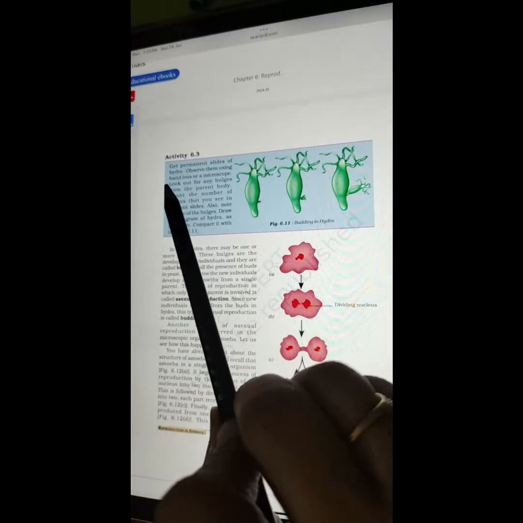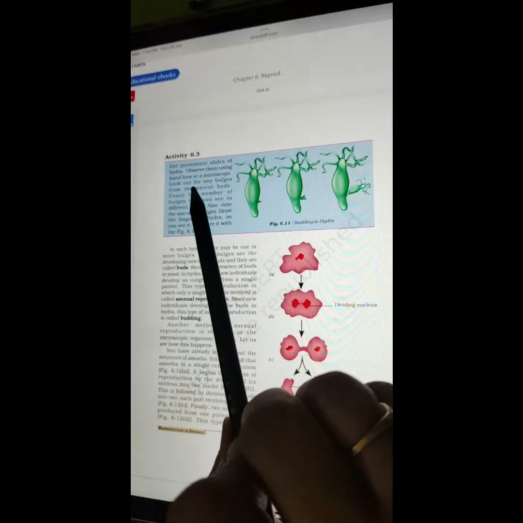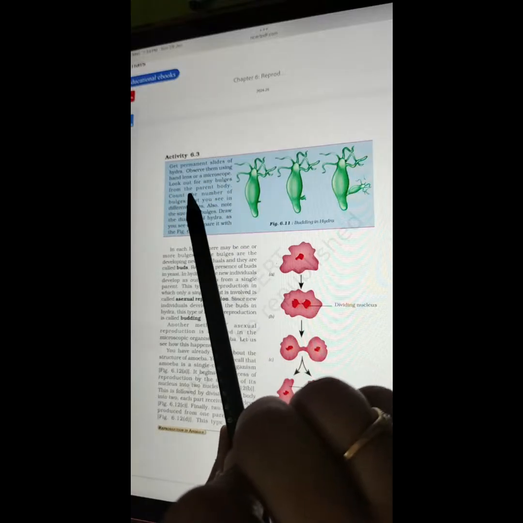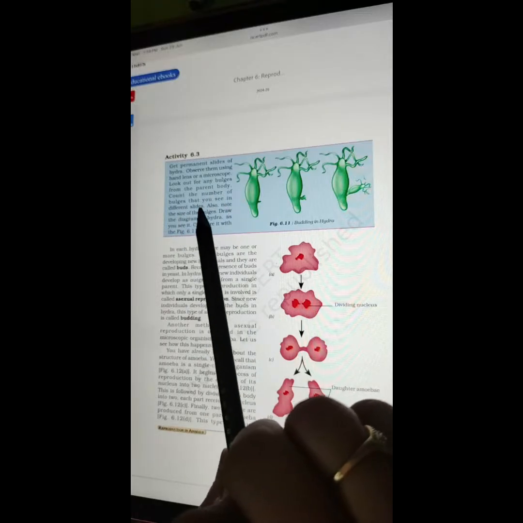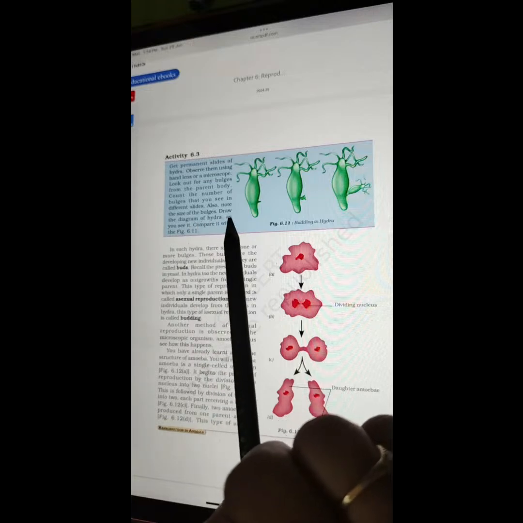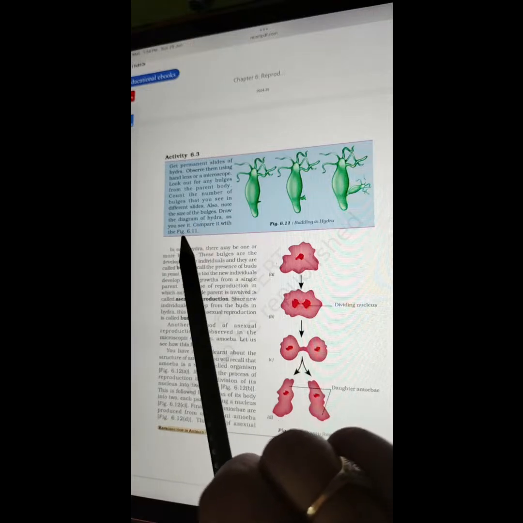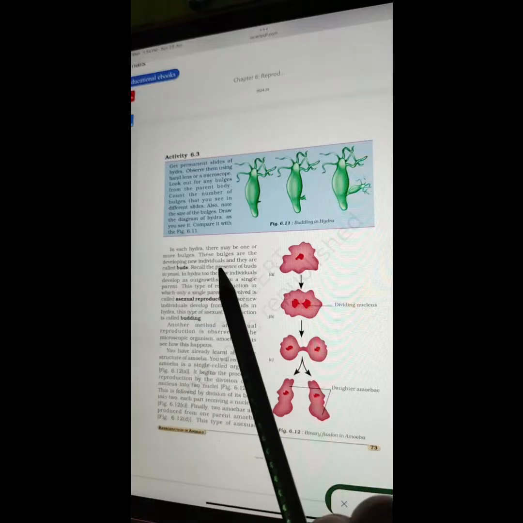Activity 6.3. Get permanent slides of hydra. Observe them using hand lens or a microscope. Look out for any bulges from the parent body. Count the number of bulges that you see in different slides. Also note the size of the bulges. Draw the diagram of hydra as you see. Compare it with figure 6.11.